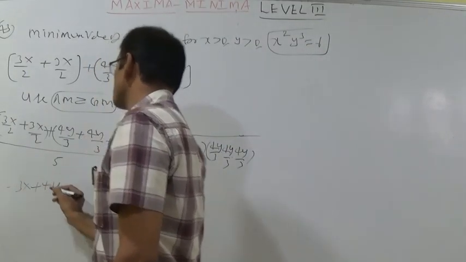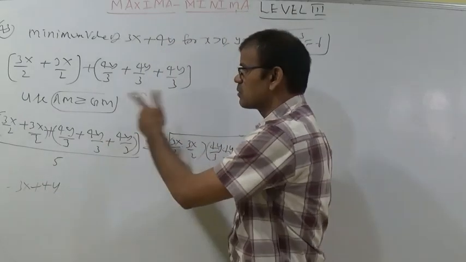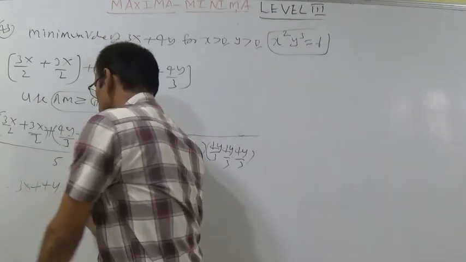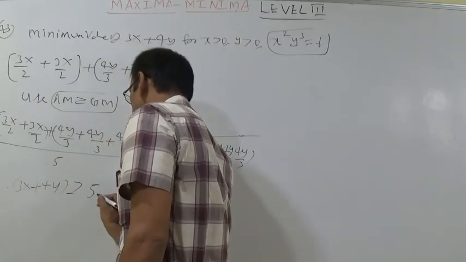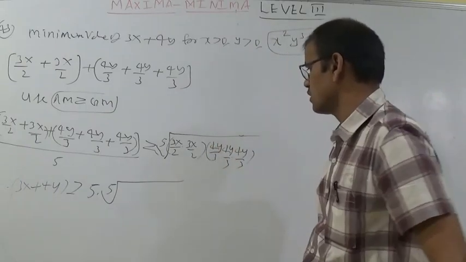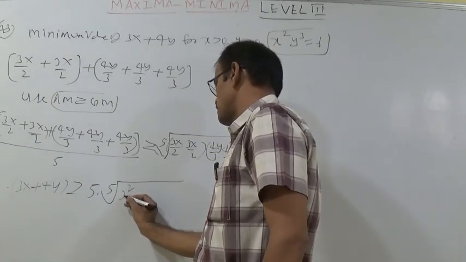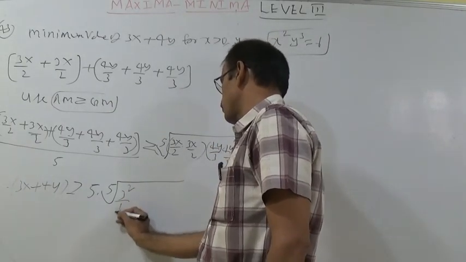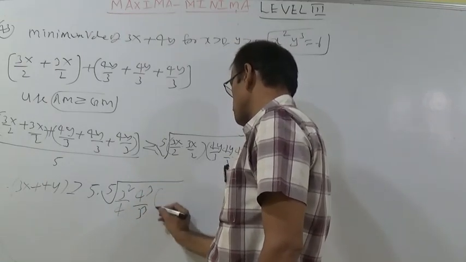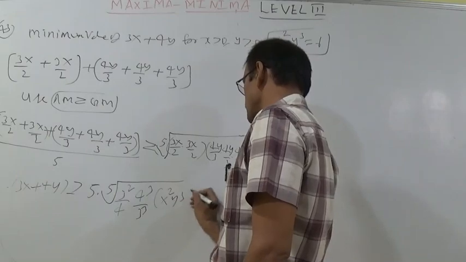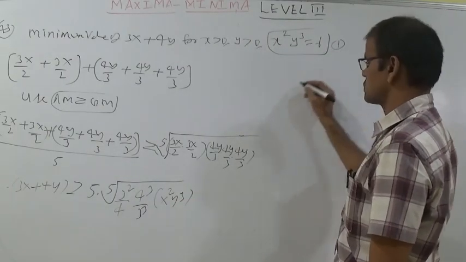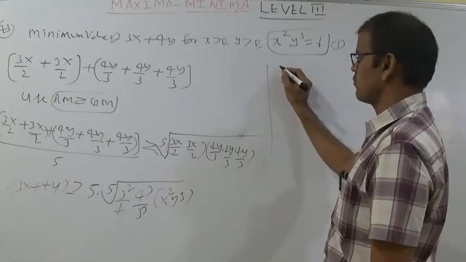To calculate this, we split the terms like this. After distribution, we can write 3x plus 4y greater than or equal to 5 into the 5th root of, how many 3's are there? 3 squared, by 4, and how many 4's are there? 4 cubed by 3 cubed, into x squared y cubed. Here, given, what is the value? 6. This is equation 1.